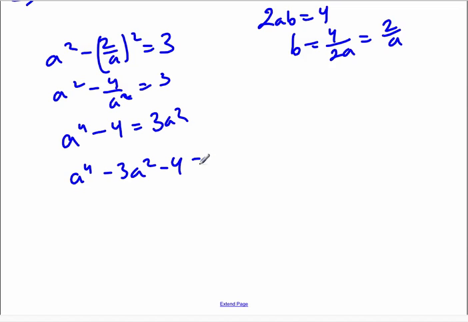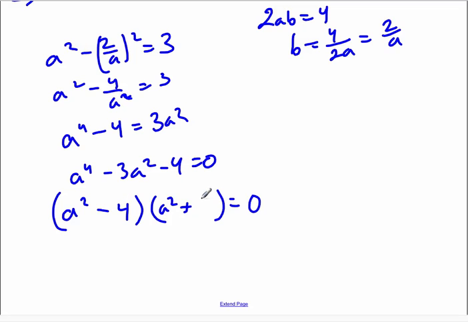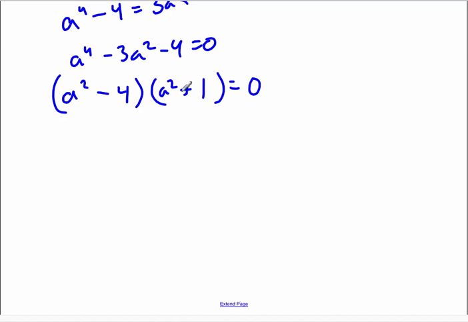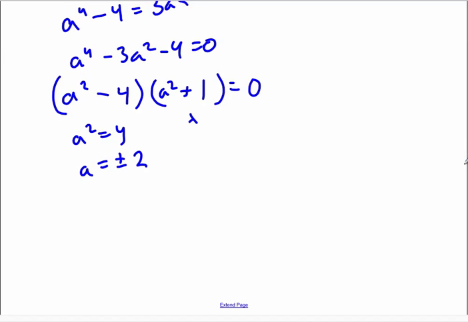So we have a quadratic in a squared here, so we could call this a squared minus or plus something times a squared plus or minus something. Two numbers that multiply to give you -4 would be -4 and +1, and that works, right? This one does not give you a real solution. Remember, a is a real number. So we'll use this one, a squared equals 4, so a equals positive or negative 2.